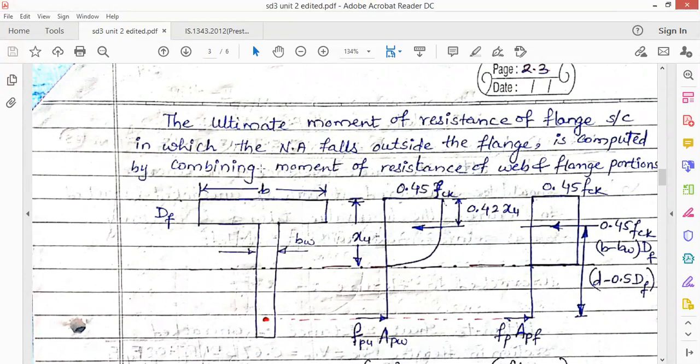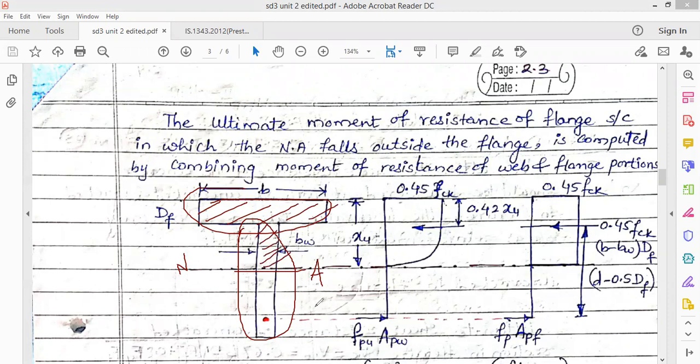So here, as I said, when the neutral axis lies outside the flange, this flange section will be completely under compression, and part of this web portion will be too. This is the web portion, right? And this is completely flange. So when the neutral axis lies here, in the web portion, this complete portion of the flange will be under compression, and a part of this web is in compression.